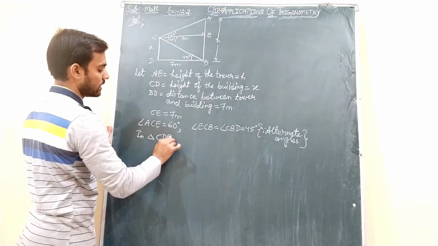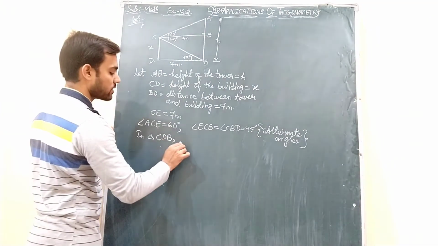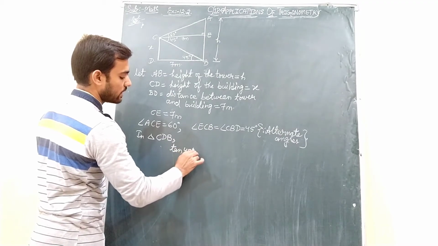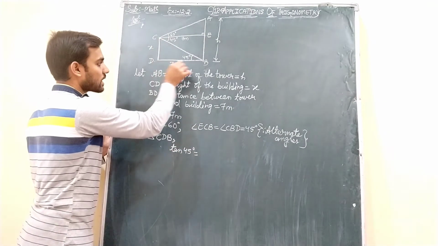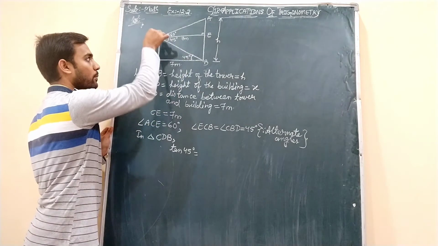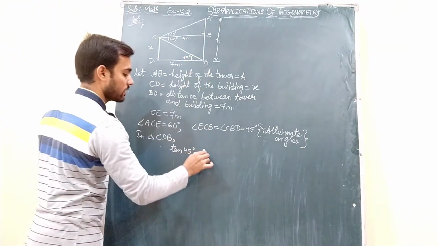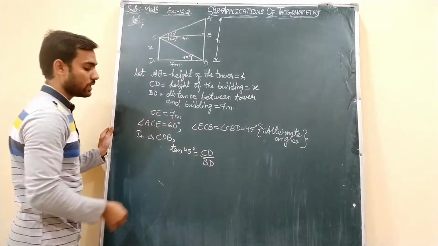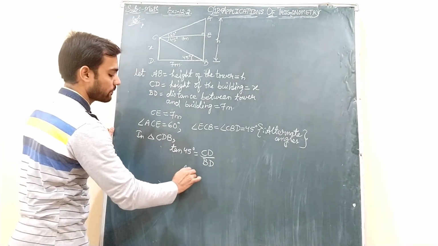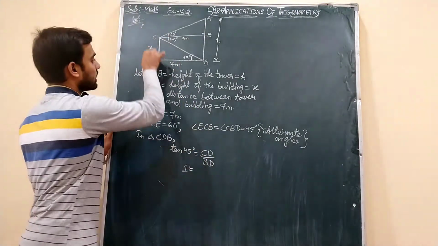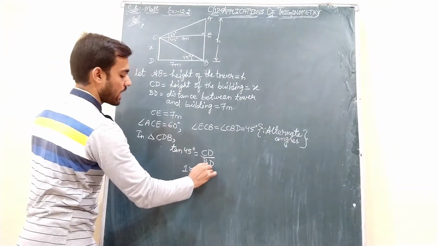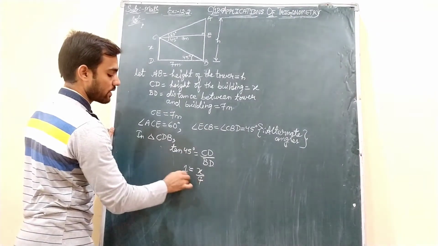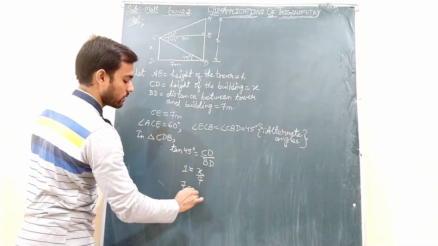So in triangle CDB I am taking. In triangle CDB, again tan ratio only. Tan 45 degree equals to, in this triangle, this is 45 degree. So opposite by adjacent, CD by BD. Okay, tan 45 value is 1, CD is X, and BD is 7. So multiplying this 7 over here, 7 ones are 7 is equal to X.